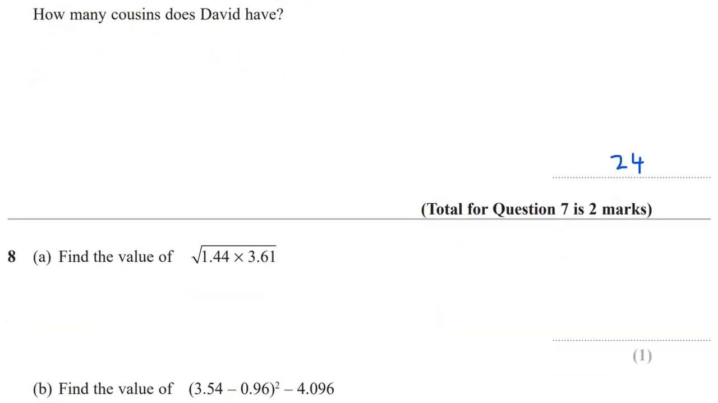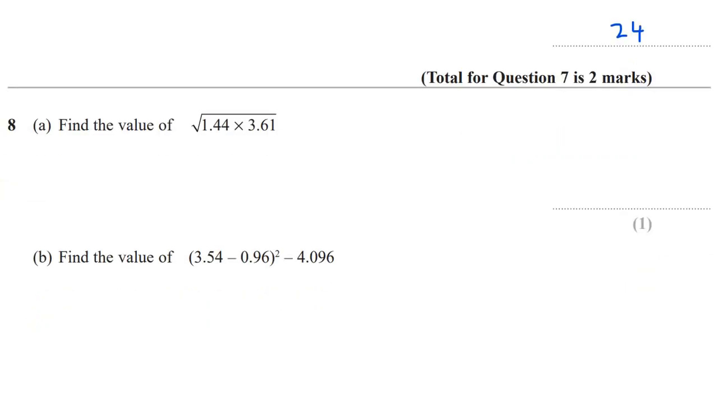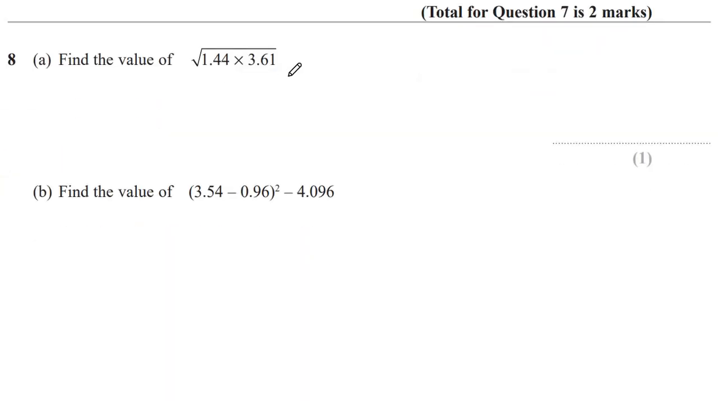All right, next we have this. Find the value of that. Well, because this is a calculator paper, you can use your calculator. You first multiply these two, and you take the square root of the result. That should give you 2.28. So this is just a calculator question.